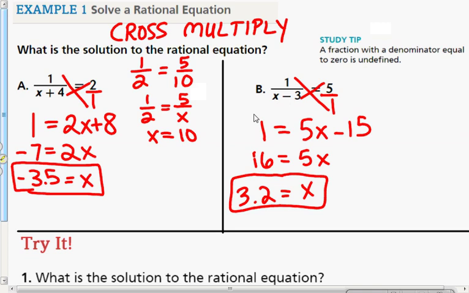And if you check it, it should work. 3.2, if I put it in for x, minus 3 is 0.2. Is 1 divided by 0.2 equal to 5? Yes, I think it is. If you check it, how many times does 2 go into 10? 5. That works. So we checked it. It works. That's a good answer.